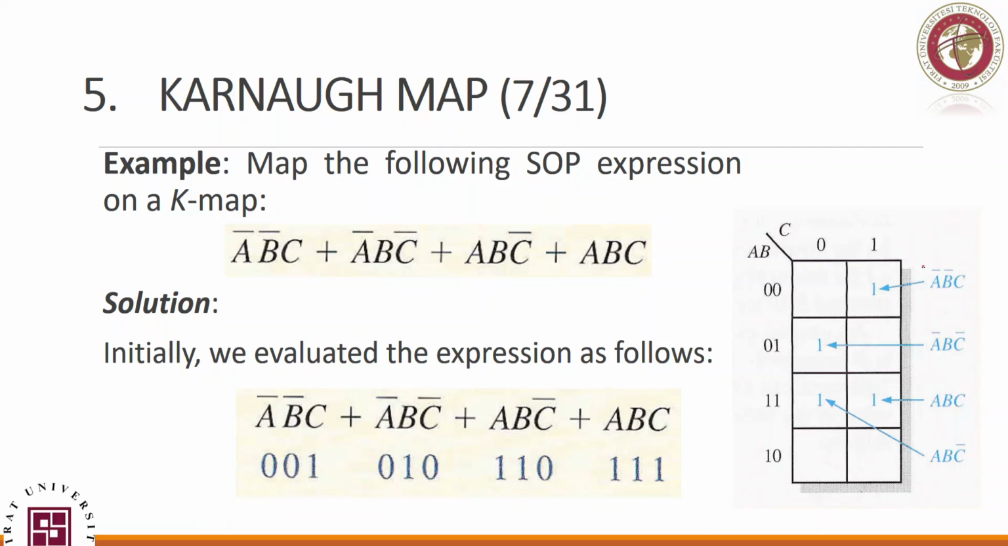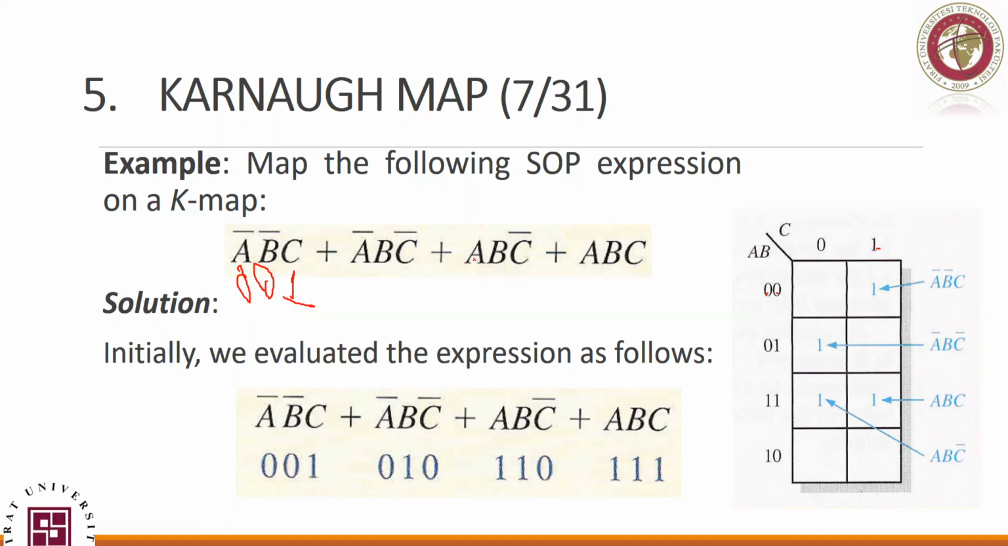Map means what? Create your Karnaugh map. A, B, C, the way it is now. 0, 0, 0, 1, 1, 1, 1, 0, and 0, 1 for C. Now start mapping. A bar, B bar, C, place 1 here. How do I know it is A bar, B bar, C? 0, 0, then 1. Where is it? 0, 0, 1. Okay? Here we have 0, 1, 0. This one.